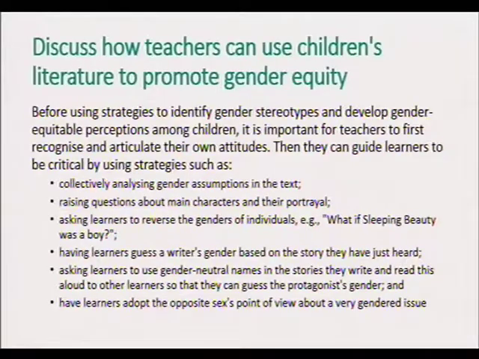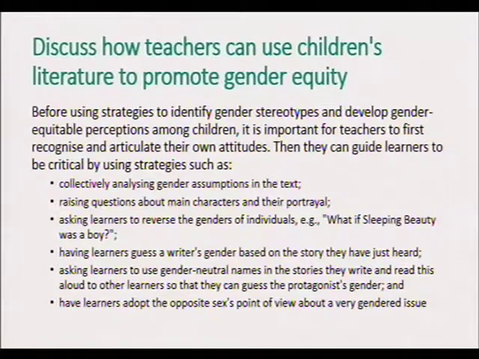If they are using a storybook, they can look at specific parts, see how gender roles and sexual identity is depicted in the story, and then they can challenge these. They can challenge the stereotypes of gender within the storybook in ways such as collectively analyzing gender assumptions in the text. So to ask the class, what does it say about boys? What does it say about girls? What is expected of them?